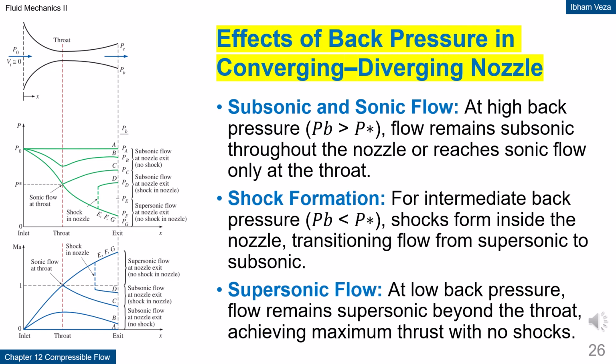Effects of back pressure in converging diverging nozzle. If the back pressure is still high, the flow remains subsonic or only reaches sonic conditions at the throat. At intermediate back pressure, a shock wave can form inside the nozzle. This shock forces the flow to change from supersonic back to subsonic. If the back pressure is low enough, the flow remains supersonic all the way to the exit. This last condition produces maximum thrust.